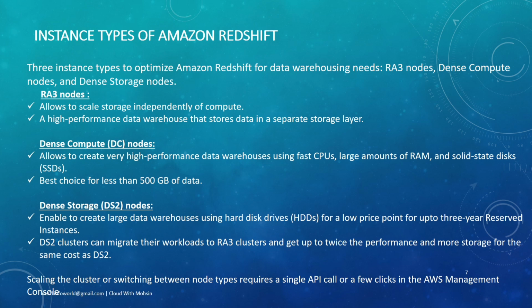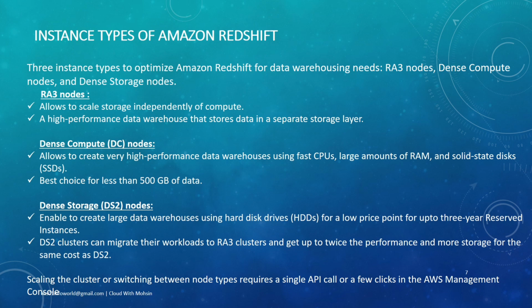Now let's understand the instance types of Amazon Redshift. There are three instance types to optimize Amazon Redshift for data warehousing needs, mainly RA3 nodes, dense compute nodes, and dense storage nodes, and these are categorized based on our requirement. RA3 nodes allow us to scale storage independently of compute, so our compute does not need to be scaled, but we can independently scale the storage. This is a high performance data warehouse that stores data in a separate storage layer. This is the main thing about RA3 nodes.